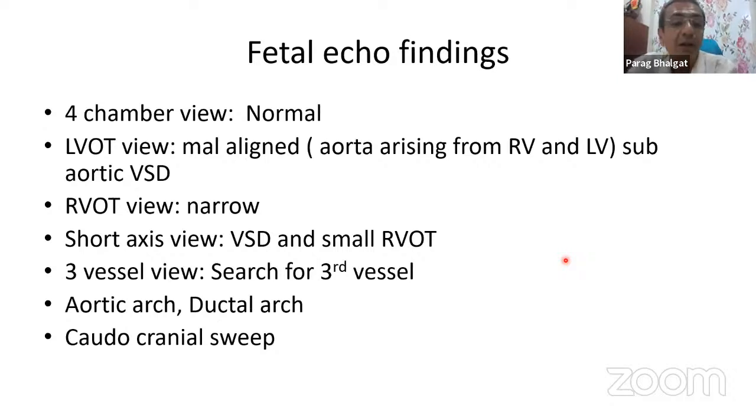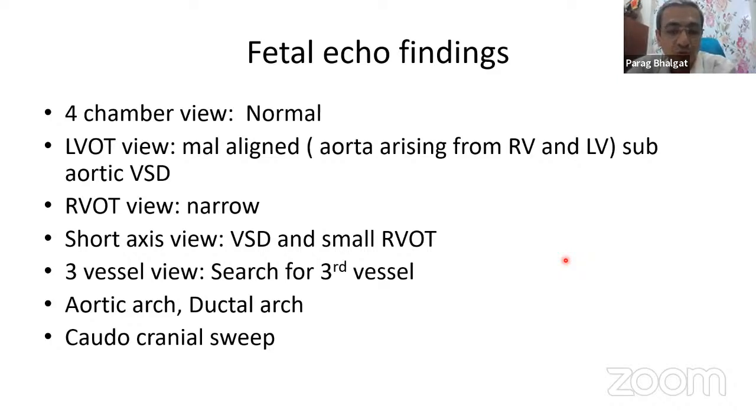So what are the fetal echo findings that we are going to see in this? Important thing in 4-chamber view is generally normal if it is a perimembranous outlet VSD. LVOT view shows malaligned subaortic VSD, aorta arising from both the ventricles. RVOT view shows narrow outlet, narrow pulmonary valve, pulmonary stenosis. Short axis view, VSD and small RVOT.